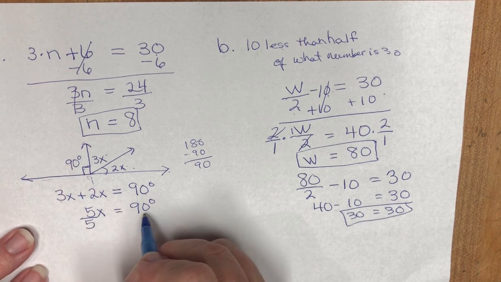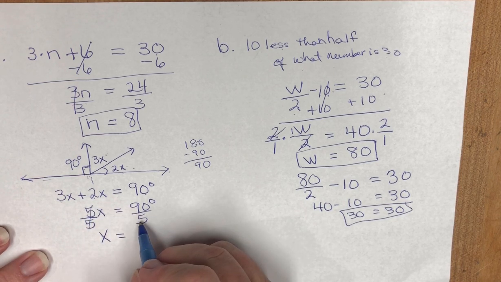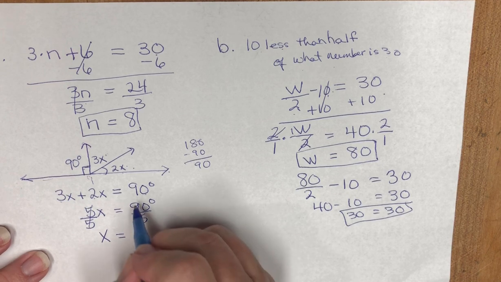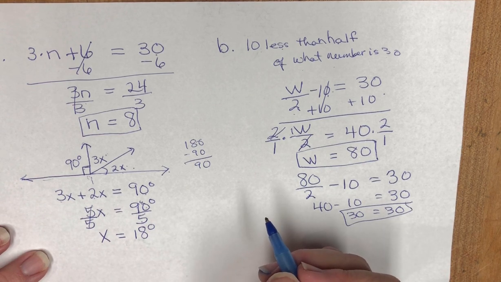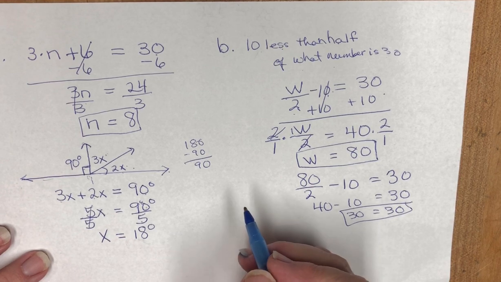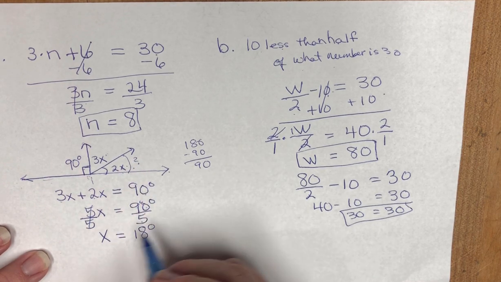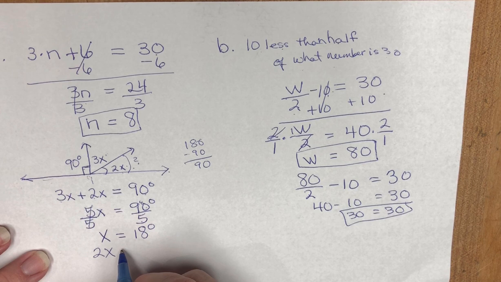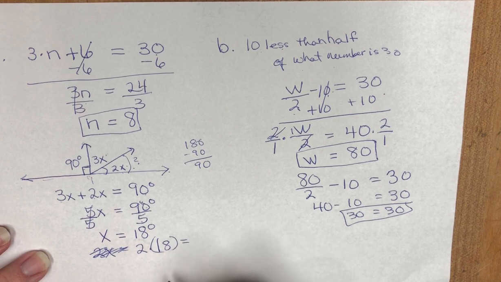Then I have to isolate the x by dividing both sides by 5. X is going to equal, well, 5 goes into 9 once with 4 left over. 5 goes into 40 8 times. So x is equal to 18 degrees. Now, is that my answer? No, because they want to know what the measurement of the smallest angle is. And 2x, 2 times 18 would be the smallest. So now we say 2x equals, oops, wait a minute. We're going to say 2 times 18, because that's x, is going to give us our answer.